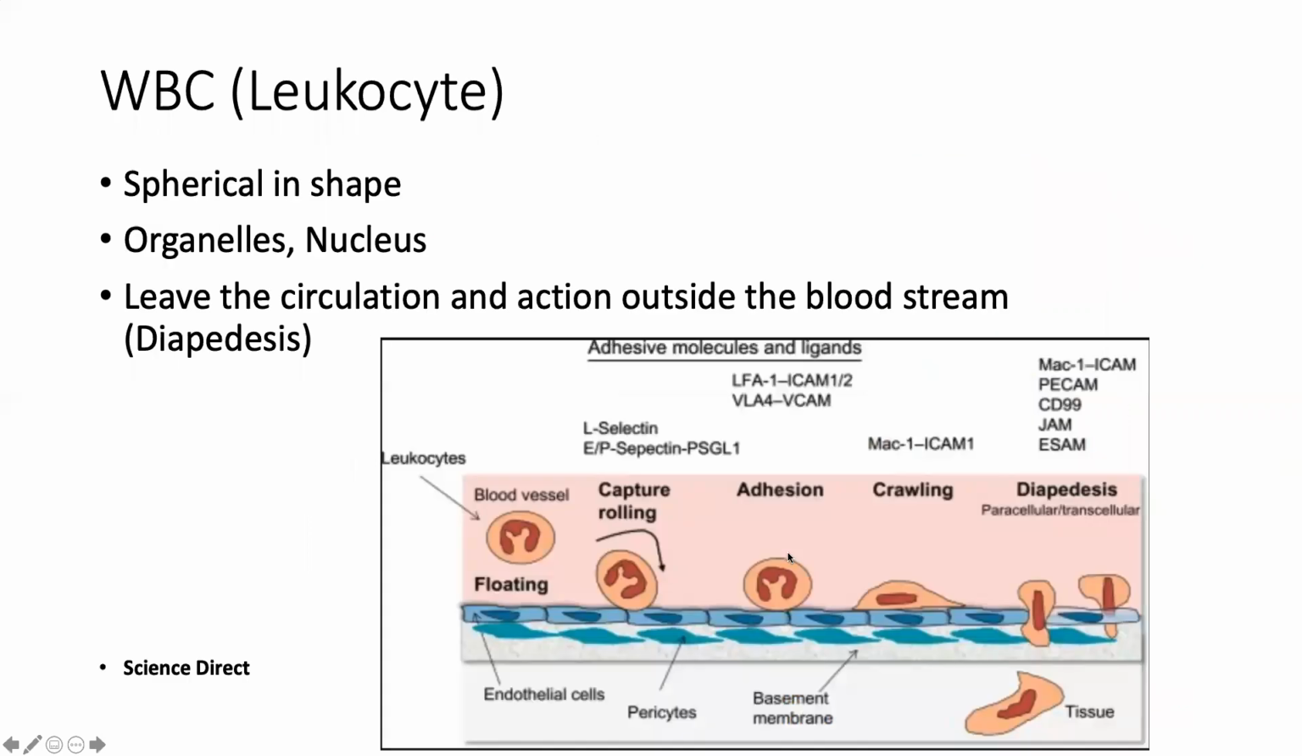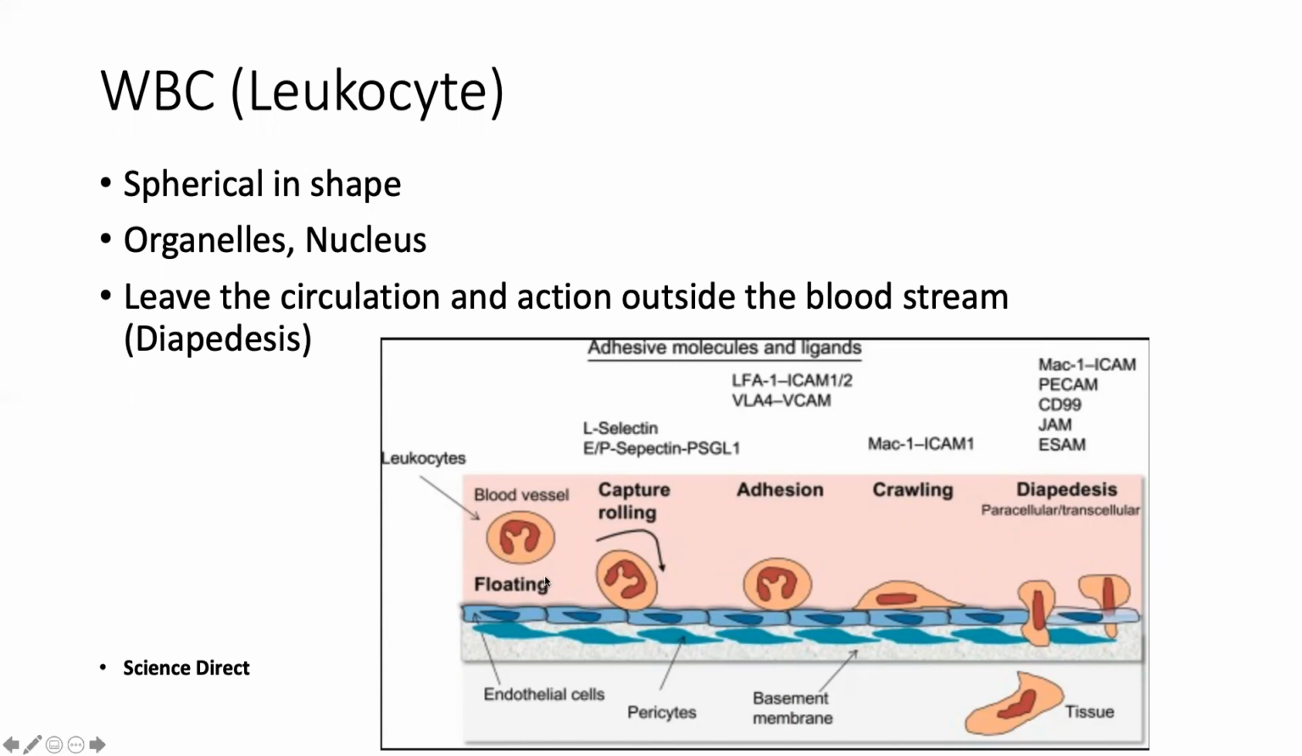Let's talk about WBC, white blood cell, in other words, leukocytes. They are spherical in shape. We have seen that. They are complete cells because they contain a nucleus and organelles. They act and function outside of the vascular compartment. They do not have function intravascularly. They have to leave the circulation for their action.